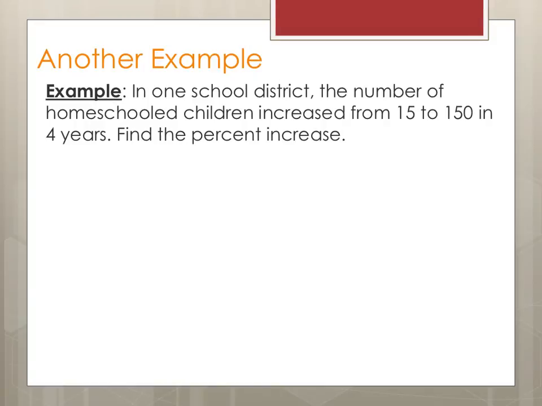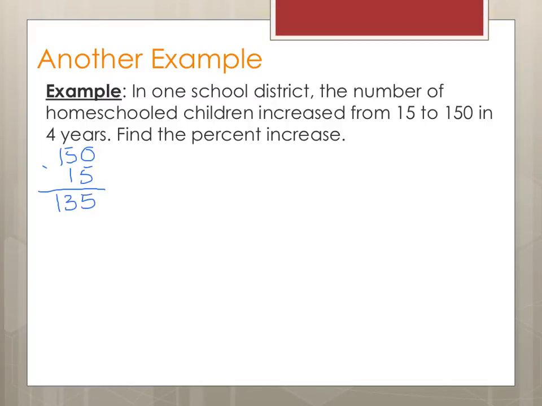Here's another example, this time with percent increase. In one school district, the number of homeschool children increased from 15 to 150 in 4 years. Find the percent increase. Okay, so first we need to find the change. That's going to be 150 minus 15. Always the big minus little, doesn't matter which one comes first. When we subtract there, we get 135.